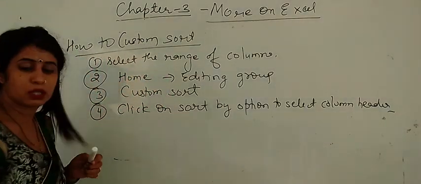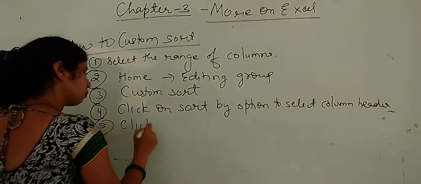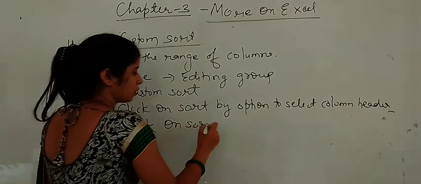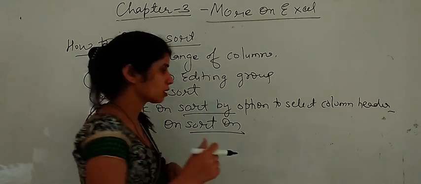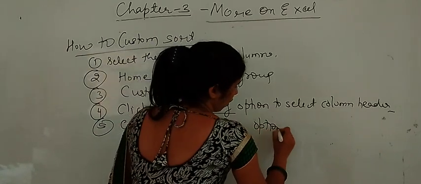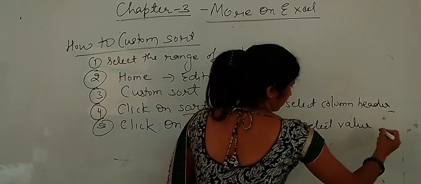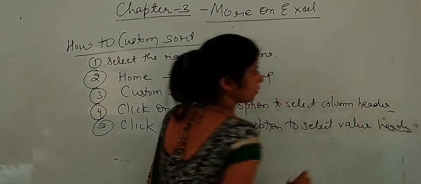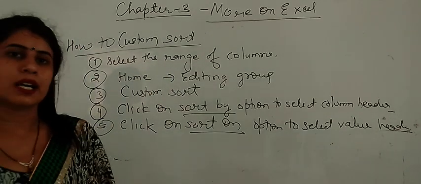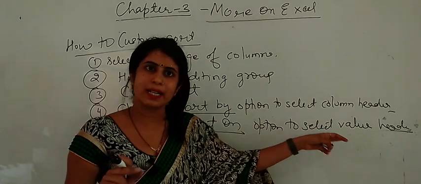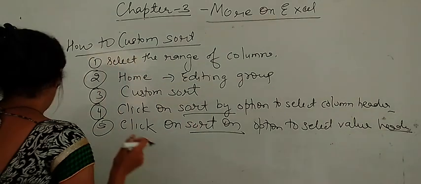Okay. So we have to click on the sort by option to select the column header, and if I want to select the value header, then I have to click on the sort on option. These are the two options. Sort on option is to select value. There are two headers: column header and value header. The horizontal headings are also known as value headings, and the vertical headers are also known as column headers.